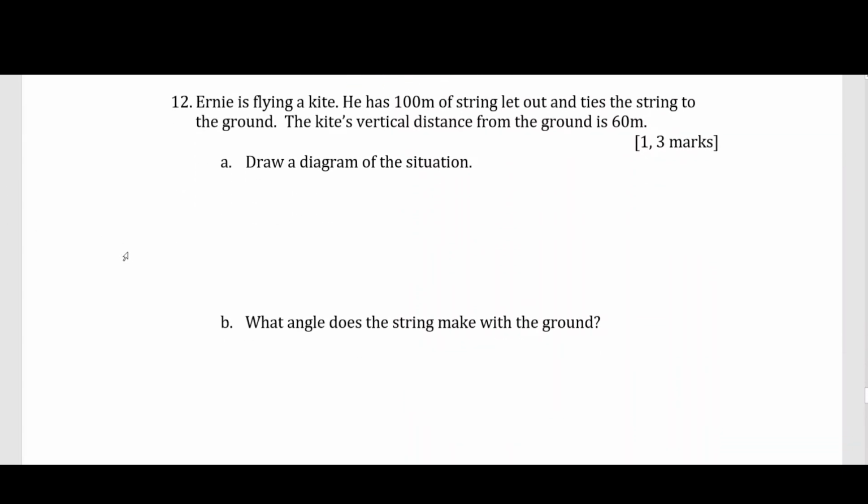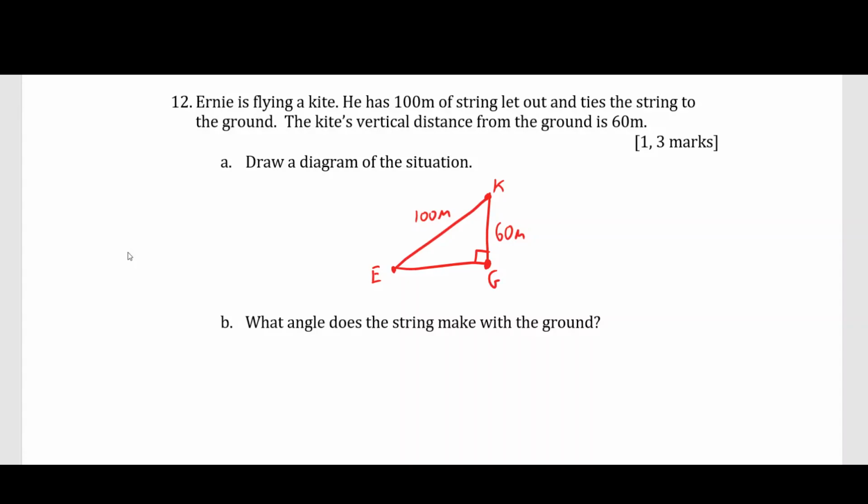Okay. Number 12. Ernie is flying a kite. He has 100 meters of string to let out and ties the string to the ground. The kite's vertical distance from the ground is 60 meters. So here's where Ernie is. And he's flying a kite. That's 100 meters. There's 100 meters of string. And so there's the kite. And the ground is vertical distance, 60 meters.